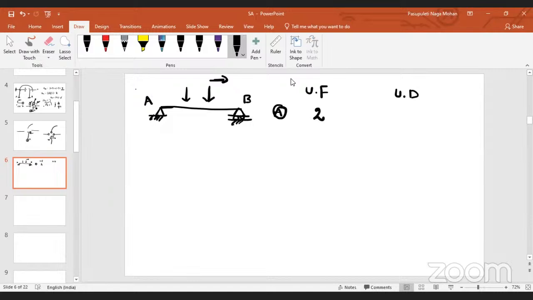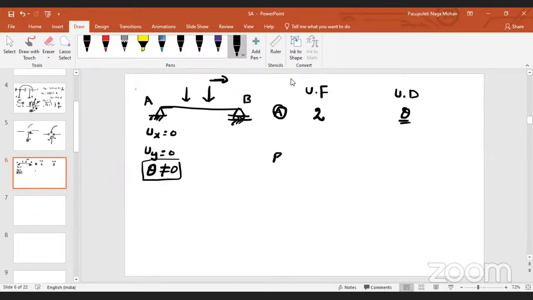How many unknown displacements are there? One, rotation. At this point, along the horizontal direction, deflection is 0. Along the vertical direction, deflection is 0. Only rotation remains, and as the resisting moment is not there, rotation is not equal to 0. As it is not equal to 0, this is our unknown value. So this is your unknown displacement at point A.